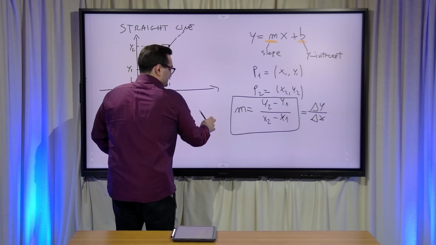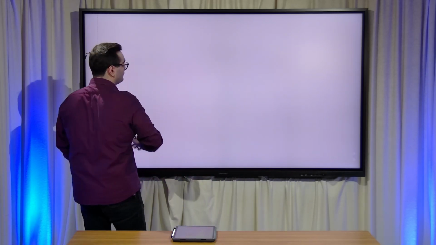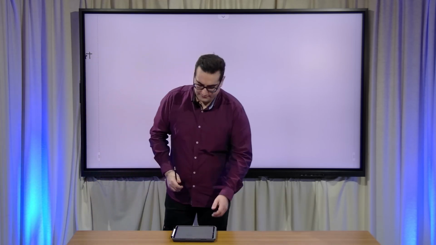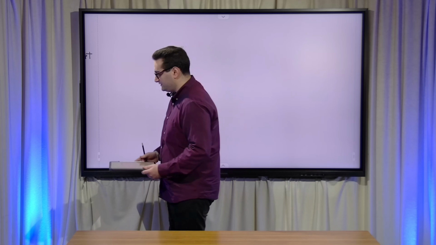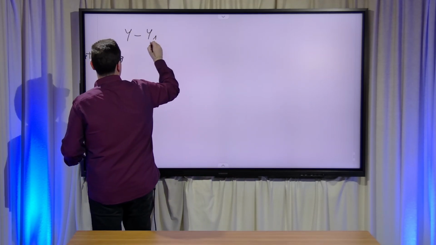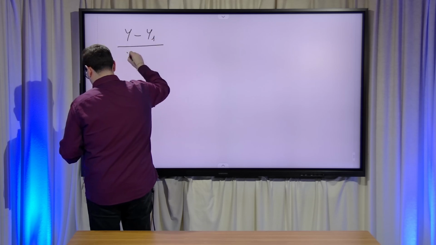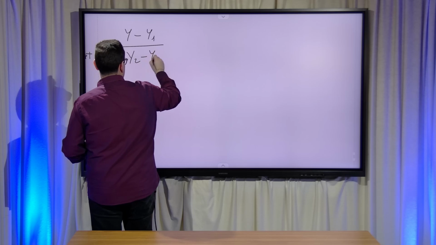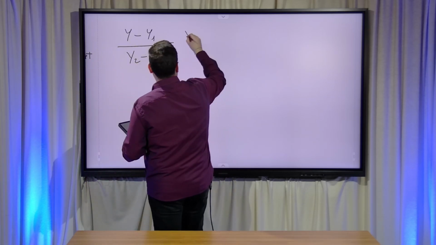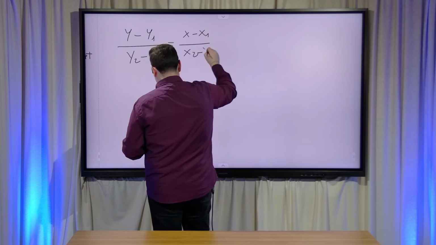Given 2 points in the plane, I can find the equation of the straight line as y minus y1 over y2 minus y1 equals x minus x1 over x2 minus x1.